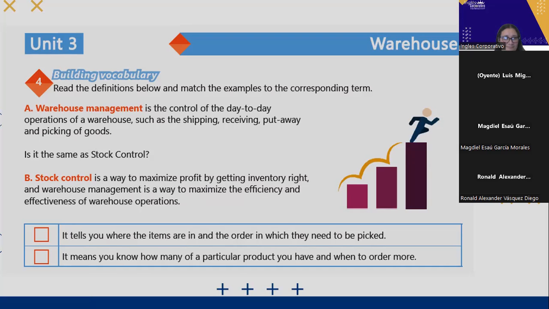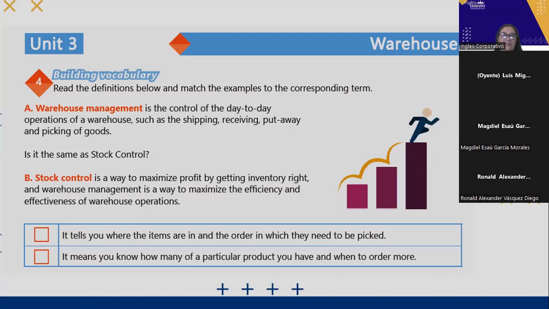I think that warehouse management is more complete than stock control, because in warehouse management you control the shipping, the receiving, the picking and the distribution. This is like the whole system. It's more general, right? As an example. Meanwhile, stock control is focused on the inventory, but the warehouse management implies the distribution and other related processes. Definitely.